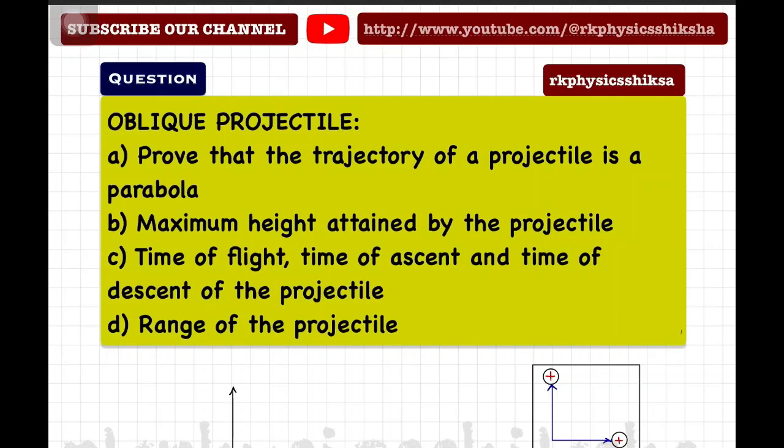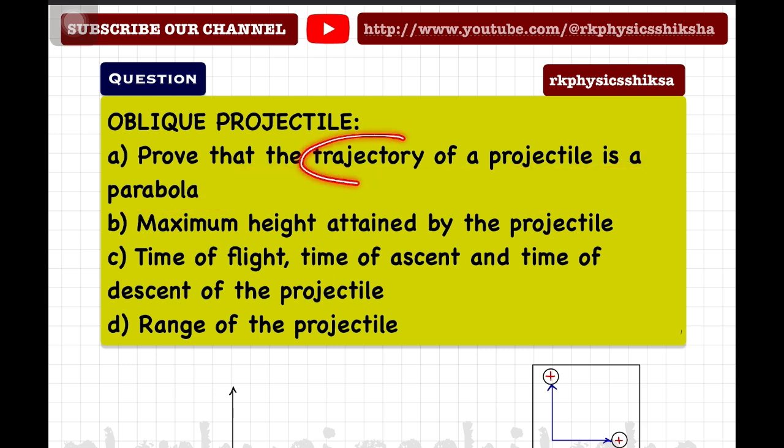Hello everyone, welcome back. Now we are going to discuss the concept of oblique projectile. Oblique projectile means throwing a body from the ground making an angle theta with the horizontal. We know that very clearly. And in this video, we will prove that the trajectory of the projectile is a parabola.